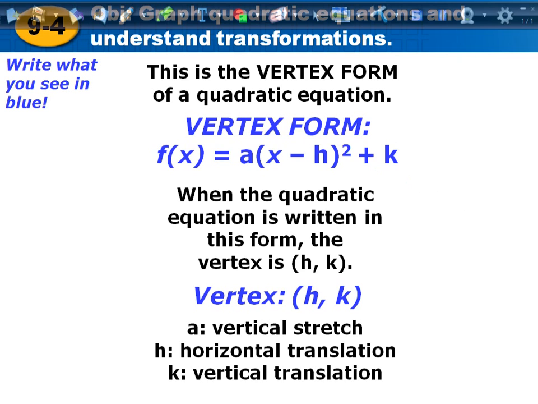Again, this form is very, very useful because we can directly pick out the vertex. It also makes it easier to graph because we don't have to mess with making a table. But again, it's the same thing as ax squared plus bx plus c. It still makes the U shape, just a different way of looking at it.